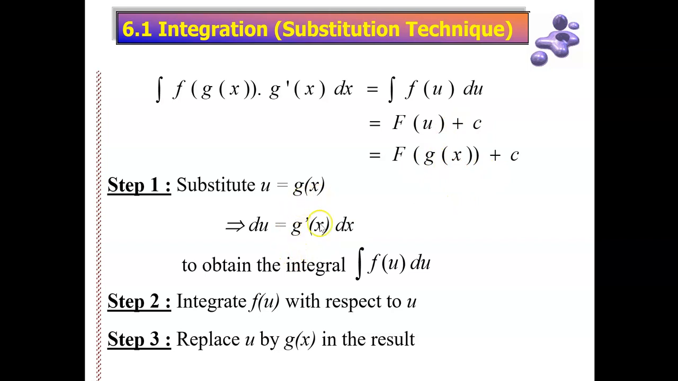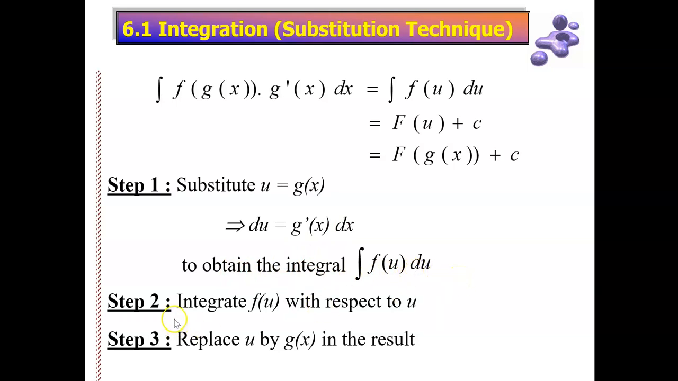So basically these are the steps involved in the substitution method. The first one, you're going to substitute u with g(x). And then you're going to find your du, or you differentiate u with respect to x. So you're going to have du over dx. But we only need the du term. So the dx, you're going to bring it to the right hand side, in order for you to obtain the integral of f(u) du.